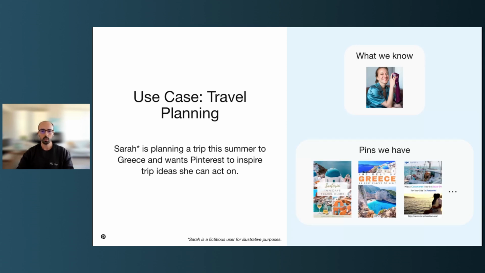So for that, we look at our billions of pins and then we filter them to a set of relevant pins that we think are appropriate for Sarah in this case. So here we picked, for example, some blogs about Santorini, some about Greece in general, and maybe some about activities such as a boat trip.